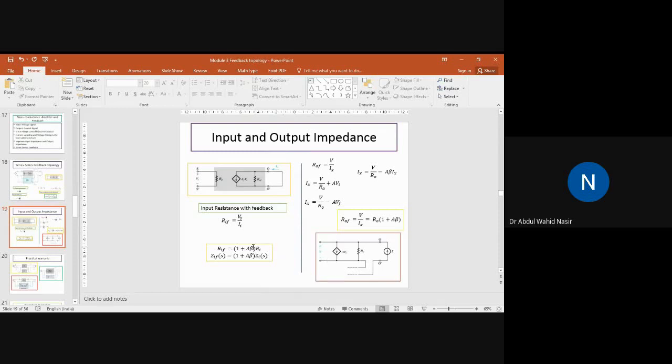So earlier without feedback, it was Ri. Now after the feedback, it has increased by a factor of 1 plus A beta, because the term 1 plus A beta is multiplied by Ri. Clear? Or more generally, if you represent the R with Z, okay, so we know that there is a pure resistance.